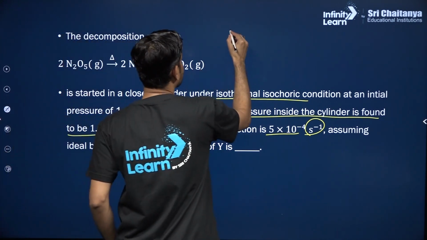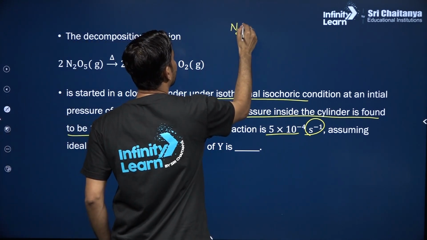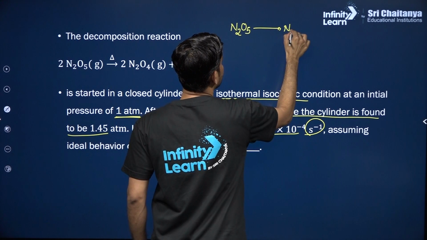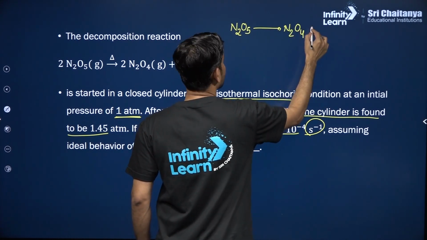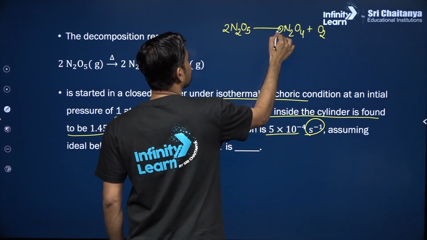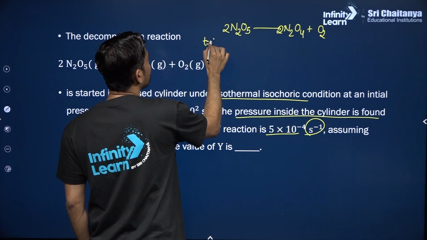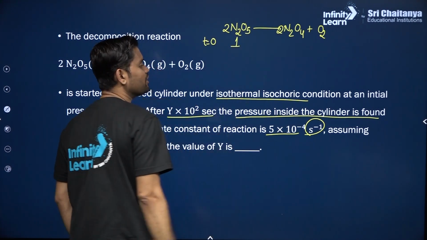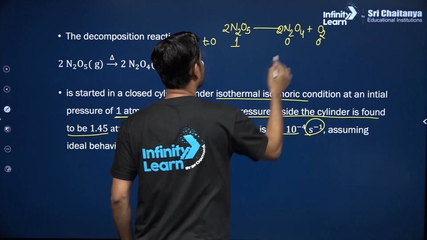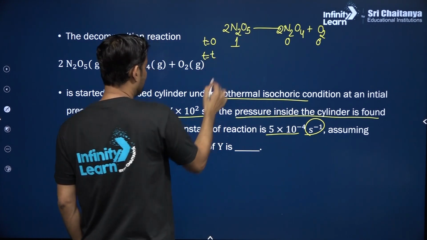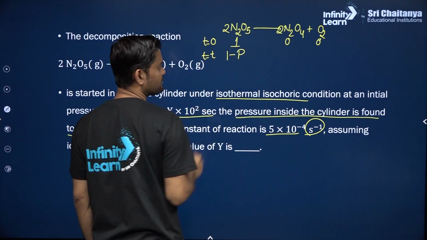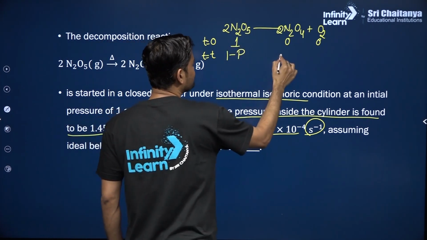Second thing, let us write this reaction one more time. N2O5 gives you N2O4 plus oxygen, that is twice of this, gives you twice of this. So at time t equal to 0, the pressure was 1 atmosphere, initially 1 atm, right, and there was no pressure from products because no products were formed. But at time equal to t, that is not known, that is Y into 10 raised to 2, we found out the pressure decreases to this, okay, and by stoichiometry it is P.